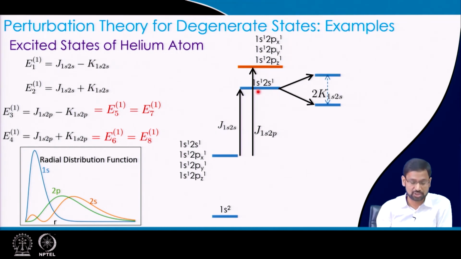When we add this exchange interaction, these two states will split by twice this exchange integral. So, one gets lowered by K1s2s, the other one gets shifted up by K1s2s. So, overall there will be a splitting of twice the exchange integral, and now in this case we have lifted the so-called exchange degeneracy. The exchange degeneracy came in when we constructed these wave functions by simply exchanging the two electrons among the 1s 2s pair. So, now that degeneracy is lifted because of this exchange interaction.